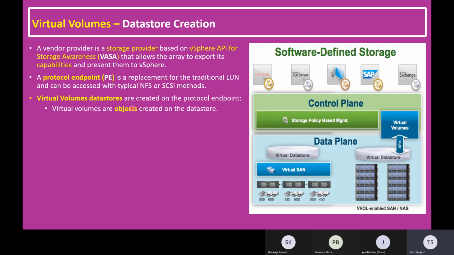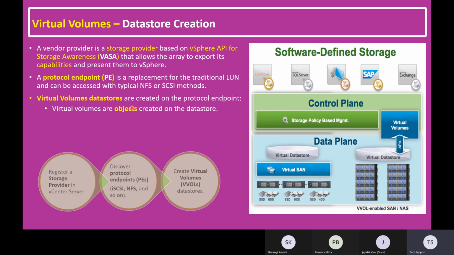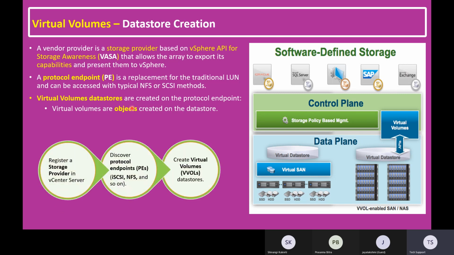What do virtual volume objects mean? They are the VMX file, VMDK, NVRAM, and swap files. And the creation method has 3 steps. The first step is to register the storage provider at the vCenter server level. So, register the storage provider.